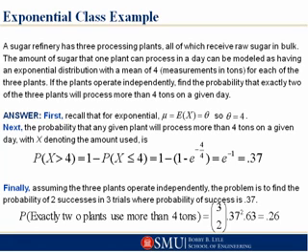Probability of success p is equal to 0.37. So 3 plants, exactly 2 process more than 4 tons: 3 choose 2, times 0.37, the 2 that are succeeding, squared, times the 1 that is not, and that's 0.63, so that's 1 minus 0.37. And so you get a probability of 0.26 that exactly 2 of the 3 plants will process more than 4 tons on a given day.